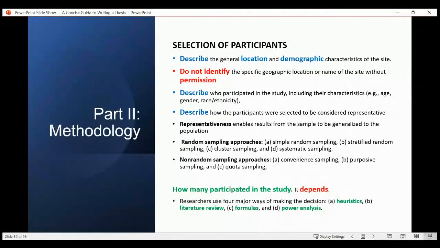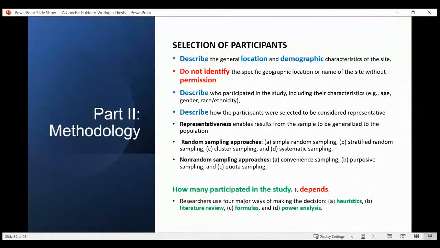Describe who participated in the study, including all the characteristics: age, gender, level, for example track, if they are in different tracks, all the characteristics, race, ethnicity, and so on. Grades, for example. Describe how the participants were selected to be considered representative. Here, when we say representative, we mean whether this can be generalized or not. Representative here is related to the generalizability of your study.